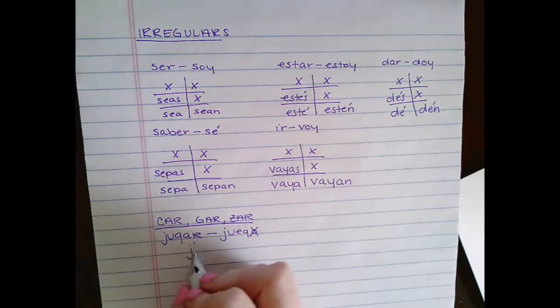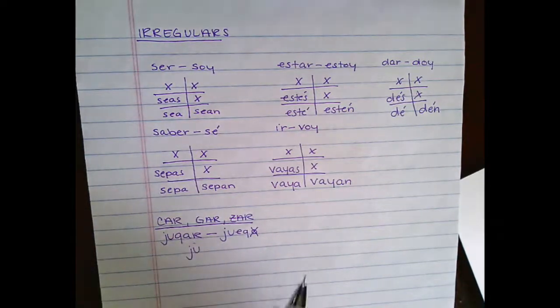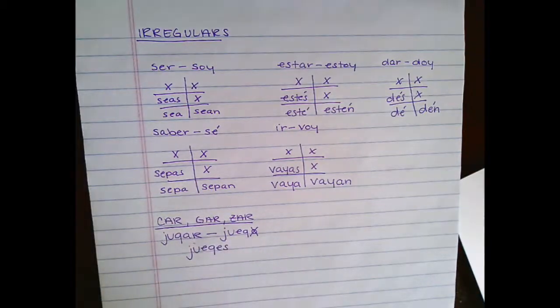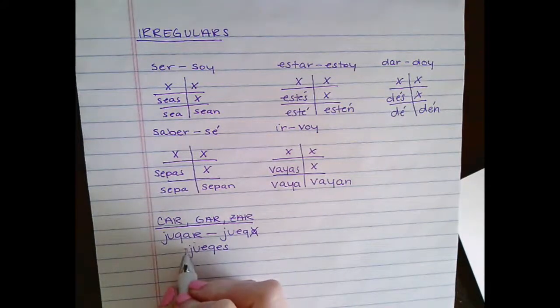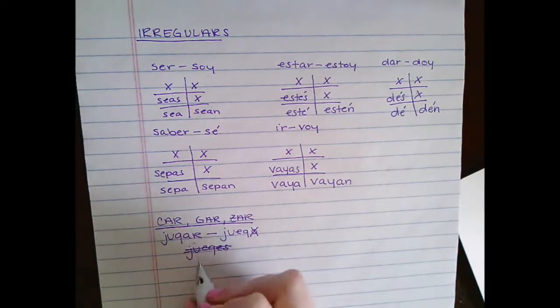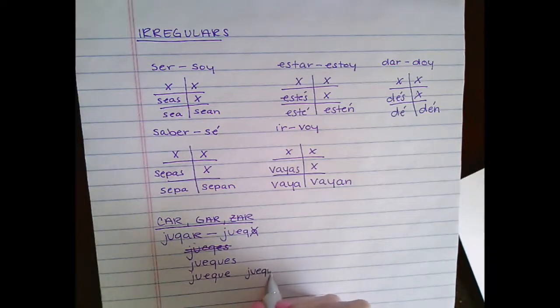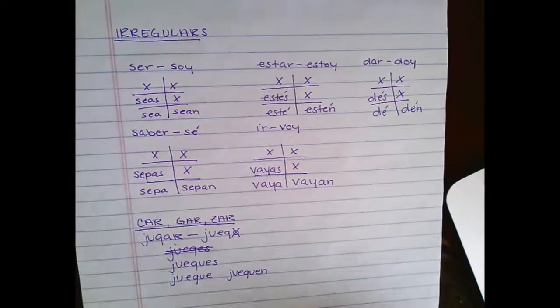So what we would want to do is say juegues to preserve that sound. But when we spell it like this, it says juegues. Doesn't work for us. So in order to get that G sound, we're going to add a U. Juegues, juegue, jueguen. The U is just there to help us preserve the sound.